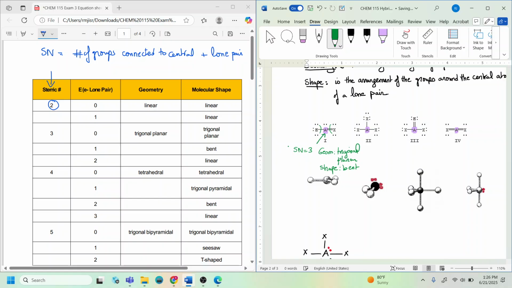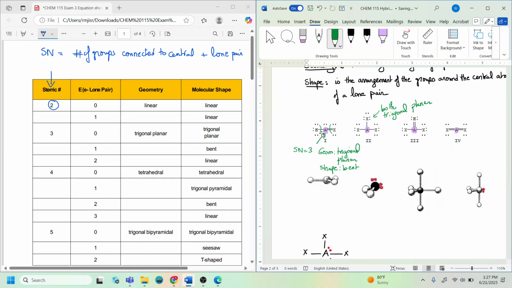Okay? For example 2 over here, you calculate the steric number. It's the number of groups connected to the central atom. That's going to be equal to 3, right? You have 3 groups in there. No lone pair on A, so the lone pair is 0. So we're looking at 3, and we're looking at lone pair 0. So the geometry and the shape are going to be the same. Both geometry and shape are going to be trigonal planar.